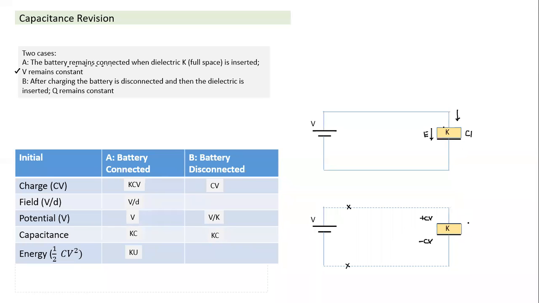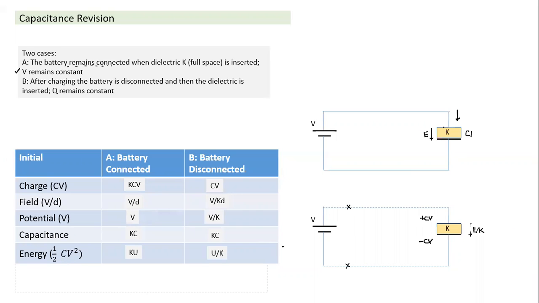How do we understand why it has become V by K? Charge has remained the same. If charge has remained the same, the field has become E by K. If the field has become 1 by K times the initial field, potential difference also becomes V by K. So this was the potential difference before the dielectric was inserted. And we can find the field. Earlier it was V by d, now it has become V by Kd. And energy. Let's look at this term here.